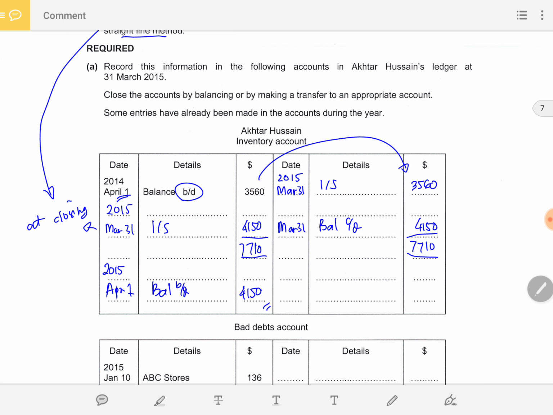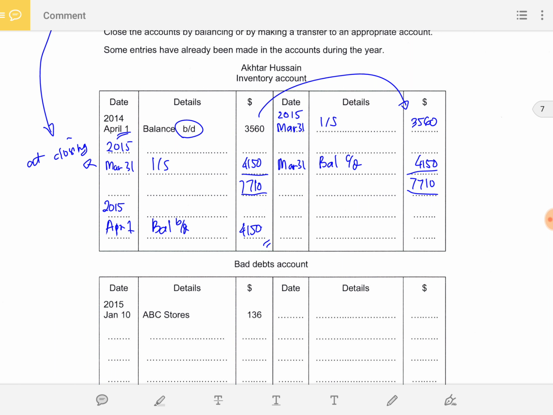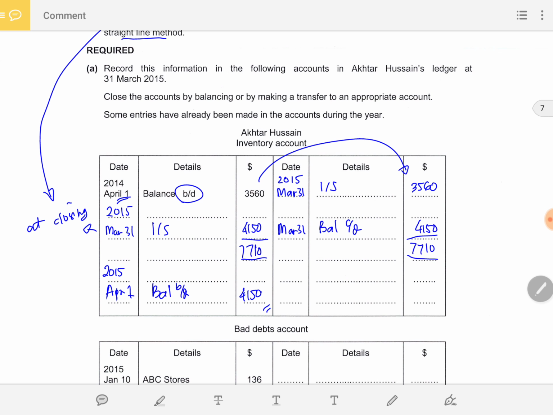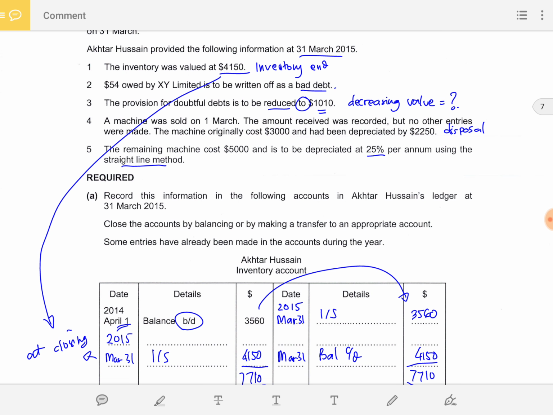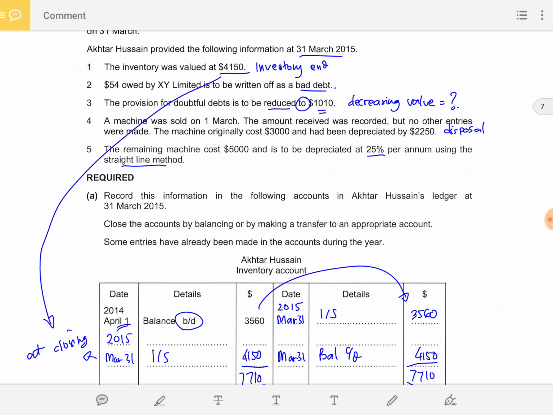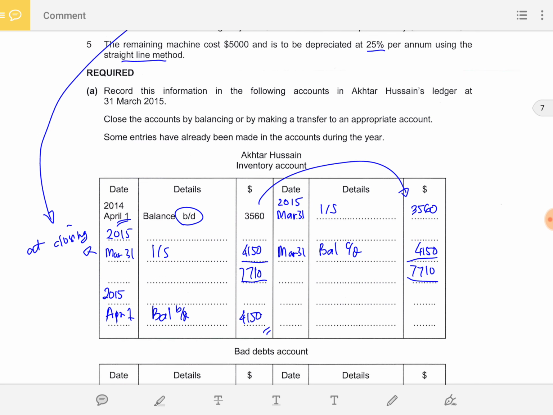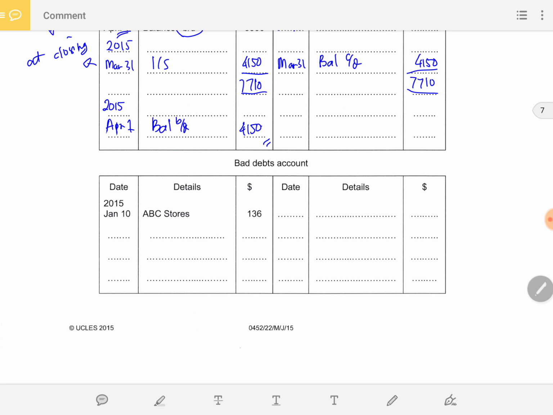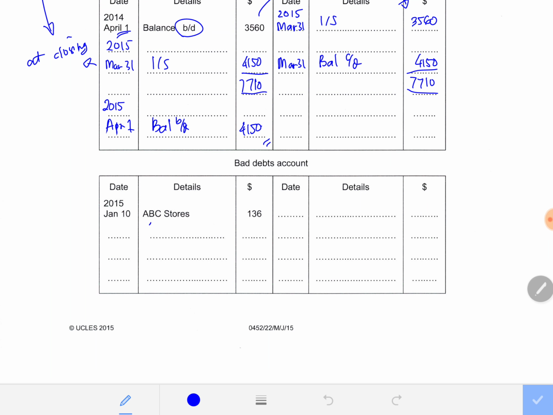And next, your bad debts account. First of all, you have the information of the balance. On January 10th, you have ABC stores, bad debts, and then the information about bad debts above is from number 2. It said that $54 owed by XY Limited is to be written off as bad debts. Is to be written off. So, another new bad debts at 31st of March. So you have to put it like this on the debit side.